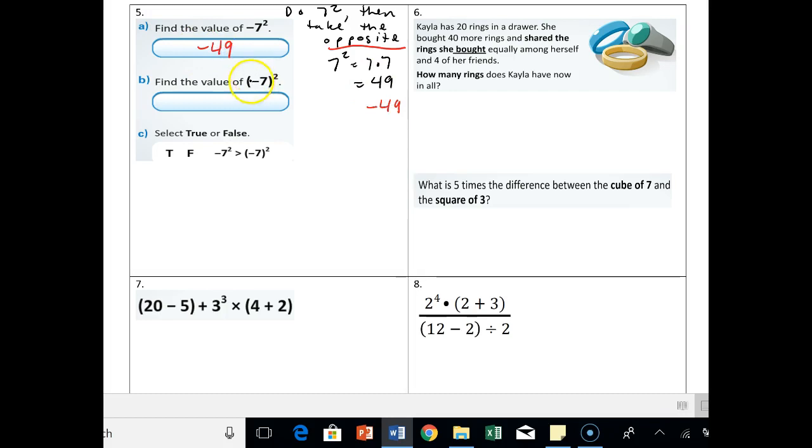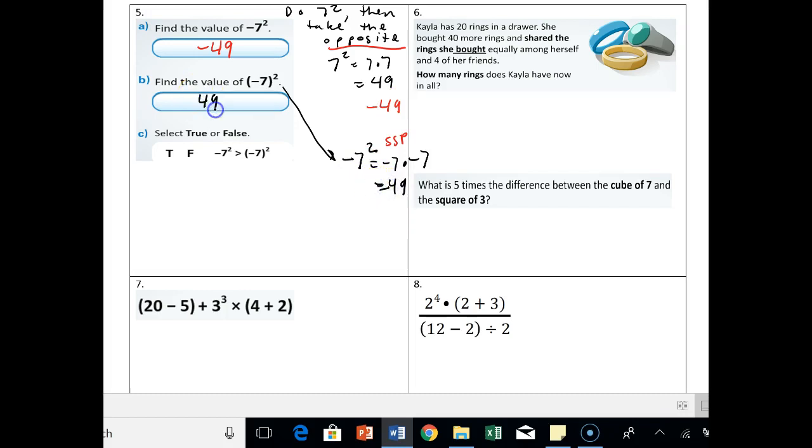However, for the next one, if I put the negative 7 within parentheses, this says something entirely different. It says do negative 7 squared, which is do negative 7 times negative 7. Now think about our rules about multiplying negatives. A negative times a negative is a positive, right? Because the negative 7 is in parentheses, it is saying take that exact number and multiply it by itself twice, which will actually give us a positive 49.